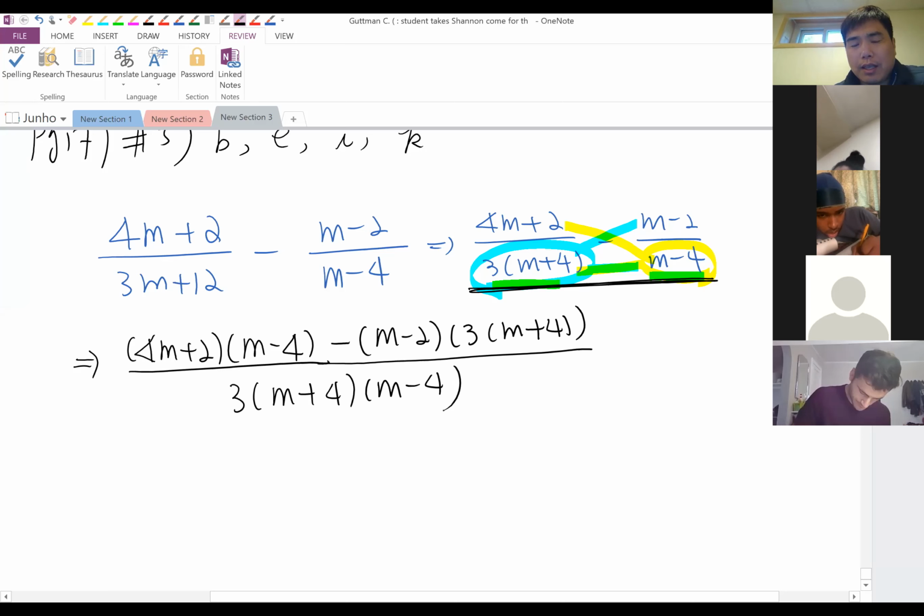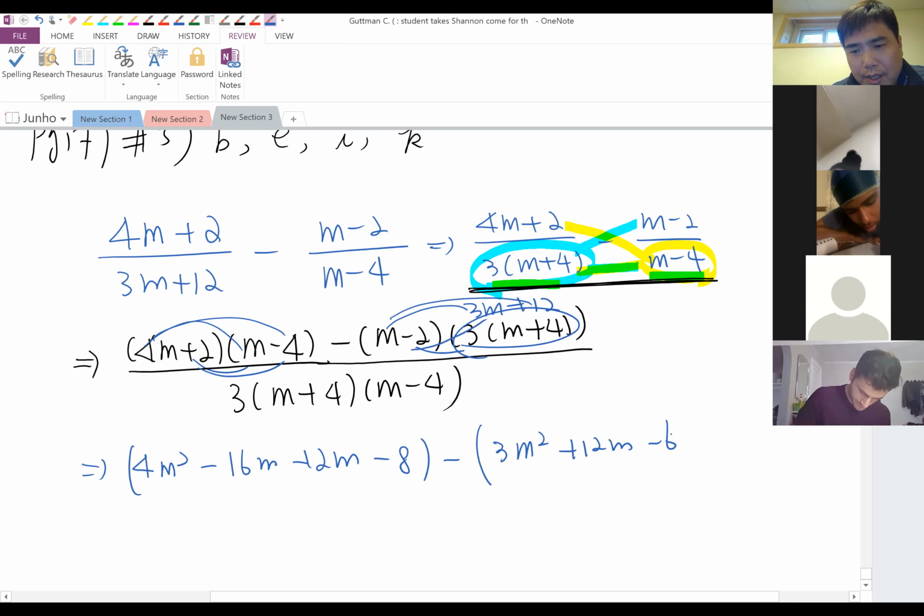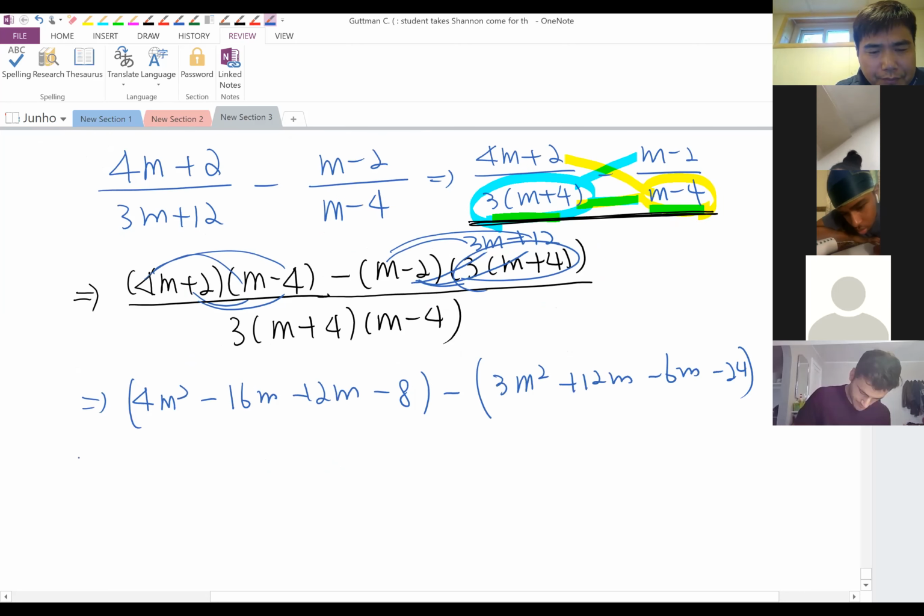Now like Andrew did, I'm going to expand it. Then this becomes 4m squared minus 16m plus 2m minus 8 minus, now that becomes actually 3m plus 12, so 3m squared plus 12m minus 16, minus 6m minus 24. Then over 3m plus 4 and m minus 4.